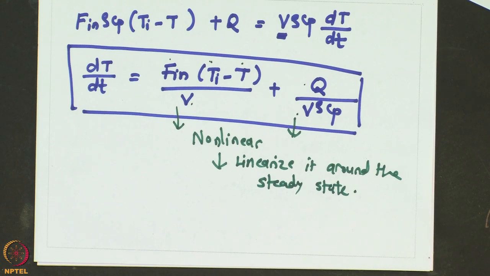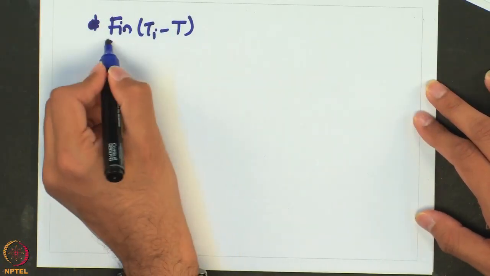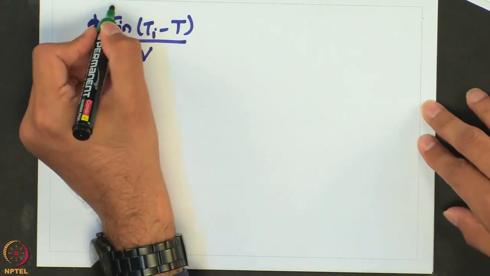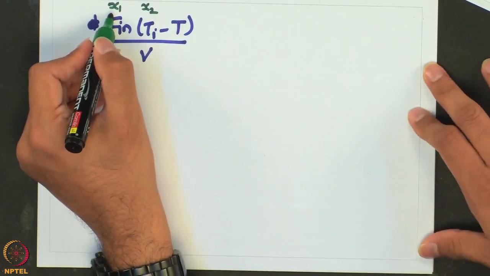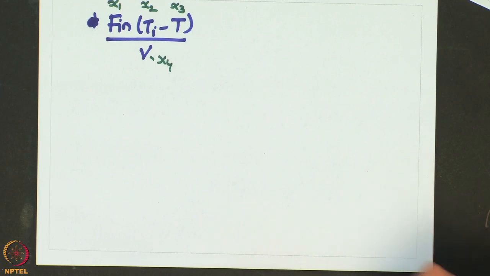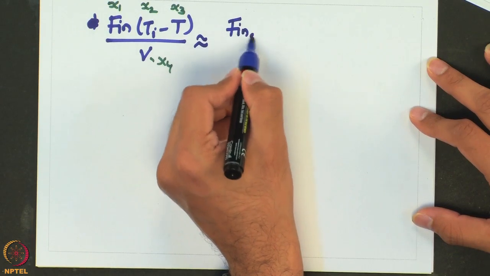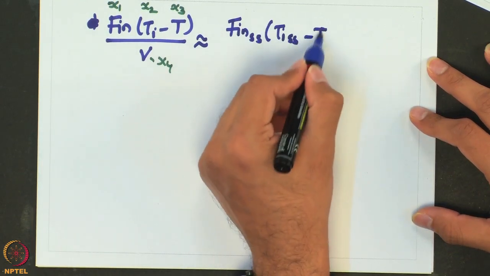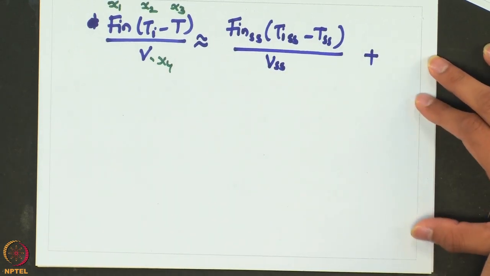So, let us take each of these terms separately and try to linearize it. We have F_in (T_i minus T) over V. There are four variables here: X1, X2, X3 and X4. We will approximate it by the steady state value, which will be F_in,ss (T_i,ss minus T_ss) over V_ss, followed by the four first order partial derivatives.